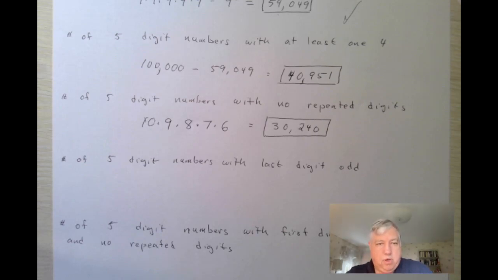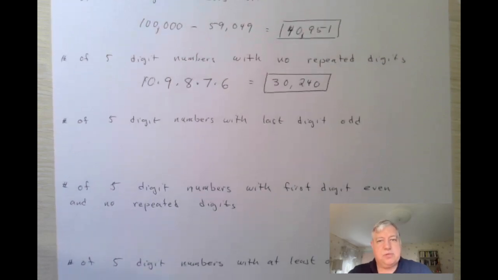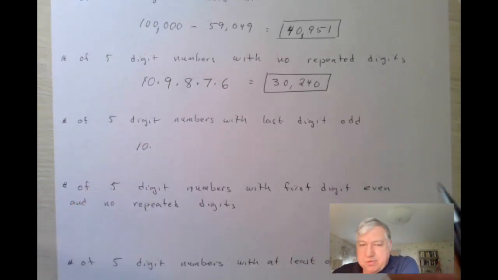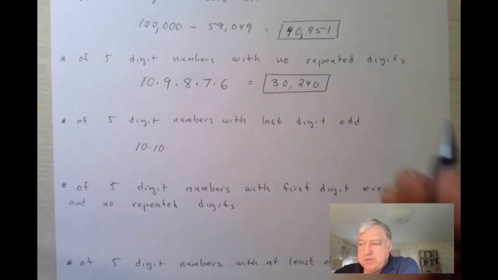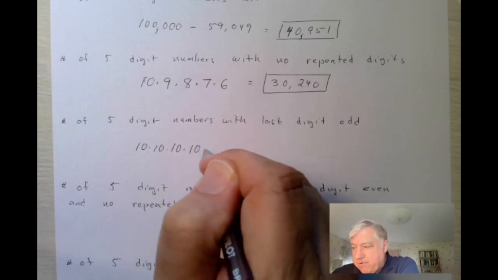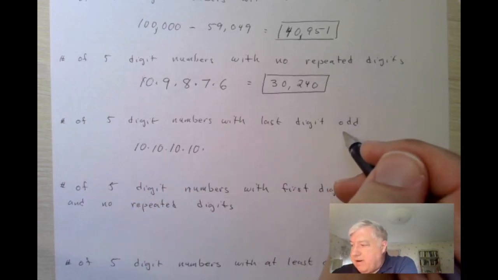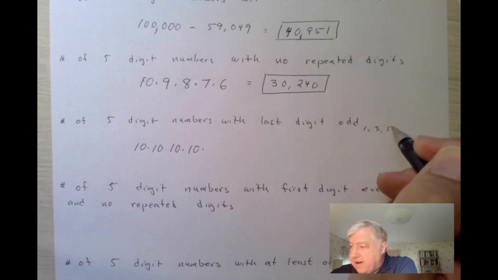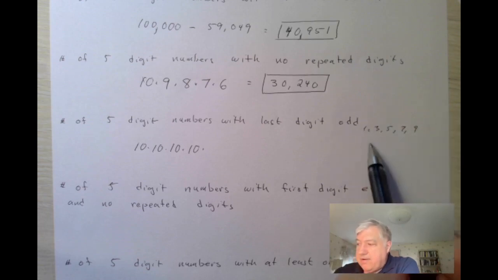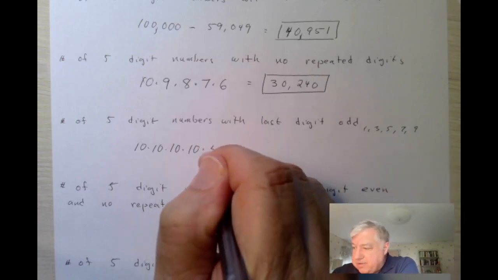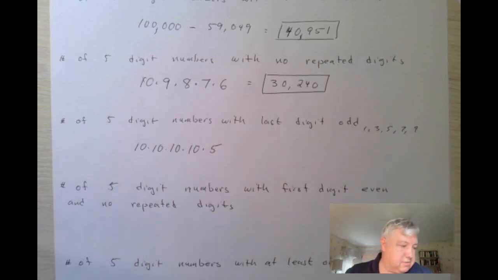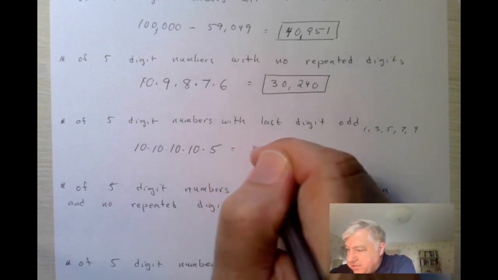All right. What about the number of 5-digit numbers where the last digit is odd? There are no restrictions on the other digits. So there would be 10 possibilities for the first digit, 10 for the second, 10 for the third, 10 for the fourth. And since the odd digits are 1, 3, 5, 7, and 9, there are 5 possibilities for the last digit. So this would be 10 times 10 times 10 times 10 times 5, which is 50,000.